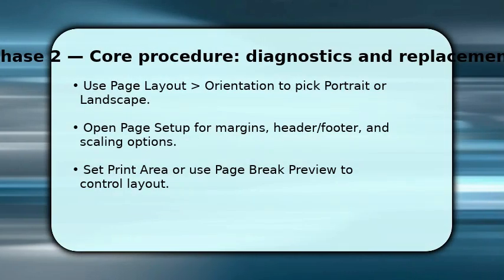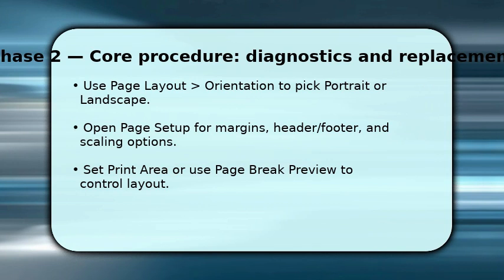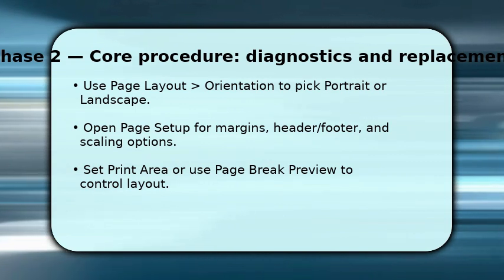Now change the actual direction. Go to the Page Layout tab and choose Orientation, Portrait or Landscape, so the whole sheet flips to the axis you need. Next, open Page Setup to adjust margins, header/footer positions, and scaling.